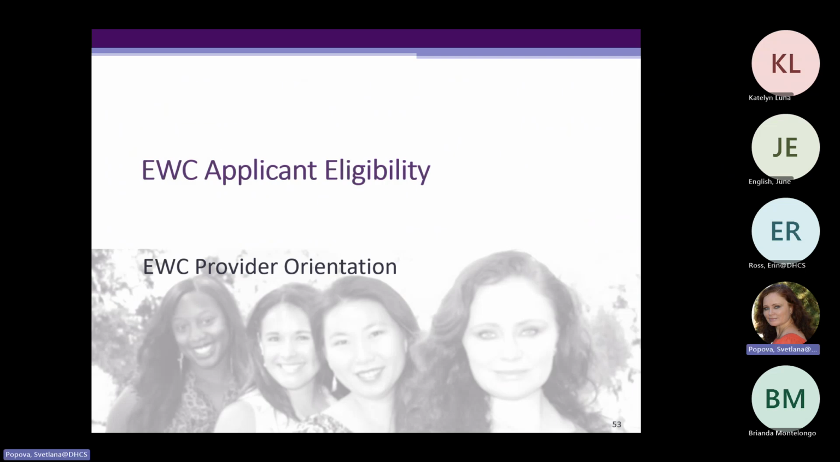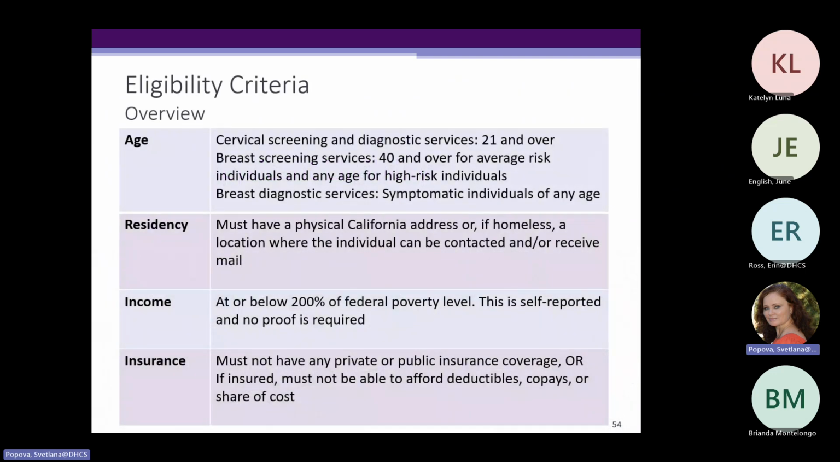So if there are no questions, let's talk about applicant eligibility. And you probably know this portion really well, so I'm going to go through that quickly. Stop me at any time if you have any questions. So age is super important, even if you know that. So remember that for cervical cancer screening and diagnostic services, we screen people who are older than 21, and we don't have an upper age limit.